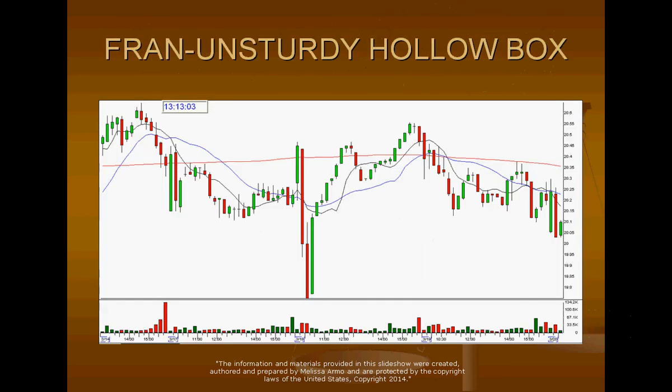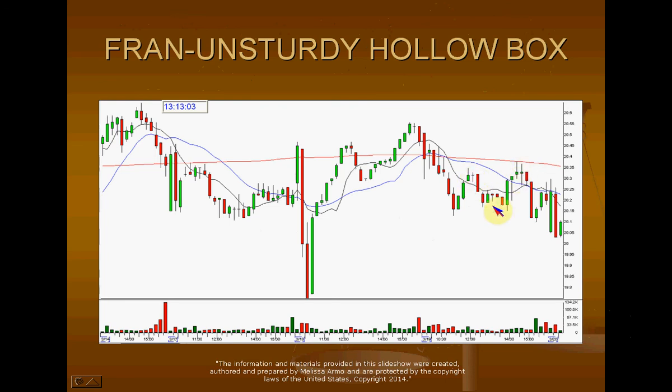Here is stock Fran. This is a hollow box. Now, this is a hollow box because there are setups. There are trades in Fran here on this day. This is back on the 19th. This is a hollow box because there isn't a foundation for these trades.